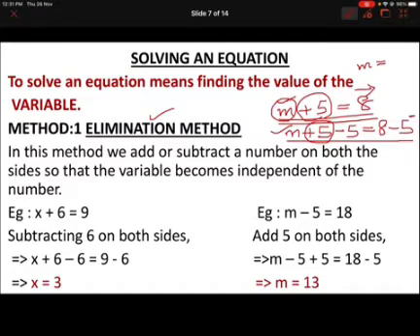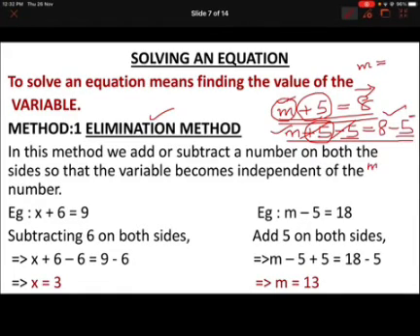So how to get rid of this 5? 5 is added to m. So I will subtract one more 5 so that m becomes independent. But the same thing should be repeated on the RHS. So I have subtracted 5 on both LHS and RHS. Now plus 5 and minus 5 get cancelled. Remember, children? Plus 5 minus 5 is nothing but 5 minus 5, that is 0.